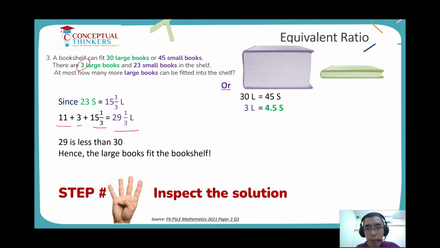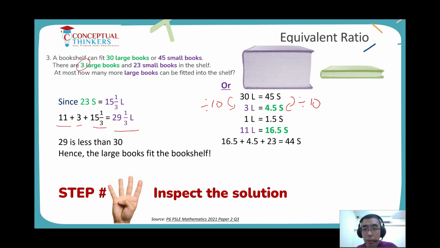Another way to check is, 30 large books is equal to 45 small books. So if we divide by 10, we will get 3 large books equal to 4.5 small books. So 1 large book equals 1.5 small books, then 11 large books will be equal to 16.5 small books. So we're going to calculate based on the small book perspective.